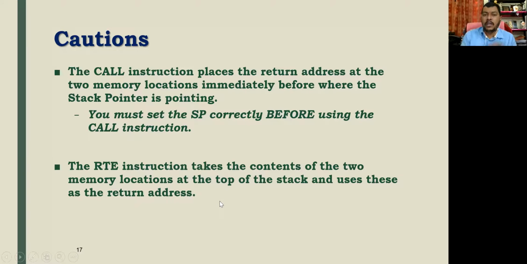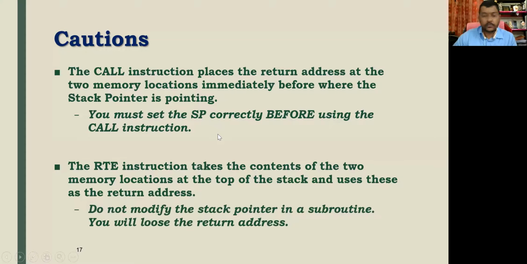If you have pushed some data onto the stack again after that, then the microprocessor will take that data as the memory location address of the next instruction, right? So this is the precaution to be taken while using that. Do not modify the stack pointer in a subroutine. You will lose the return address. It won't return to the main program, and if it doesn't return, then it will go in a loop or it will show you the error. These are some of the cautions.